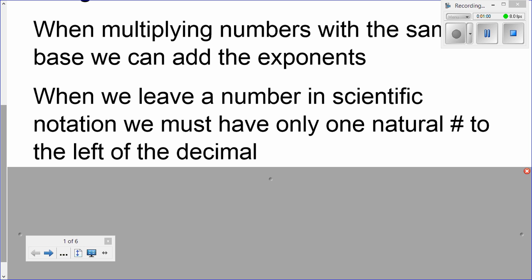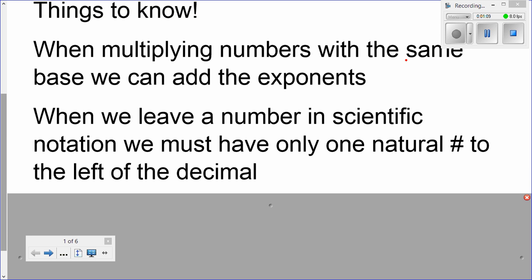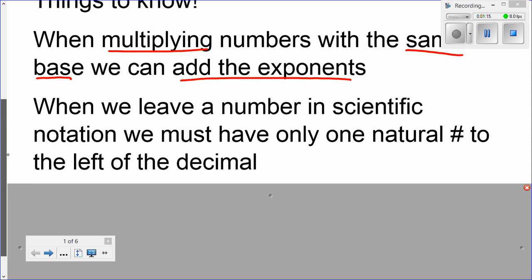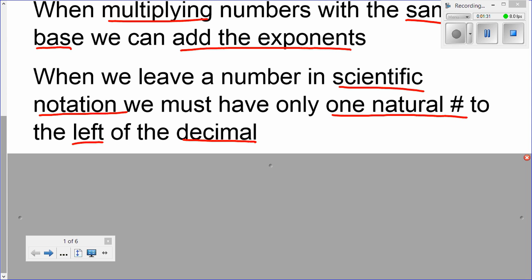Make sure we're writing down these important things, but the biggest part of these two statements is the same base. When multiplying, add the exponents. Okay, down here, when we leave a number in scientific notation, we must only have one natural number left of the decimal. Very important keys there, so don't forget those.